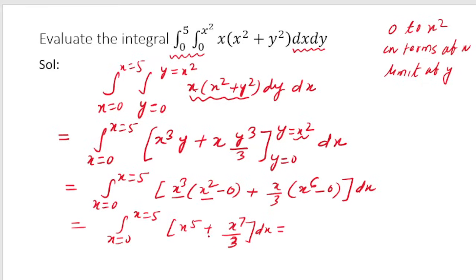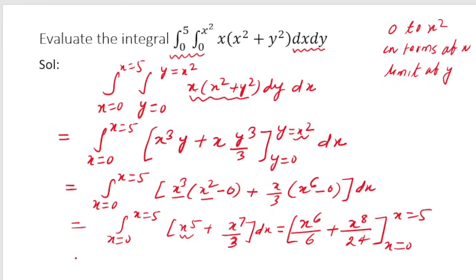Now if I integrate it, I have to integrate it with respect to x. Integration of x to the power 5 will give me x to the power 6 by 6, plus integration of x to the power 7 will give me x to the power 8, and we already have a 3 here, so 8 into 3 is 24. The limit of integration of x is from x equals 0 to x equals 5.